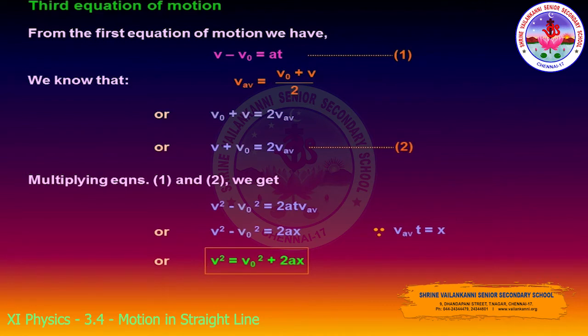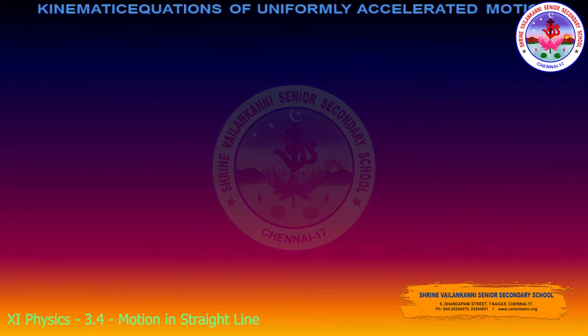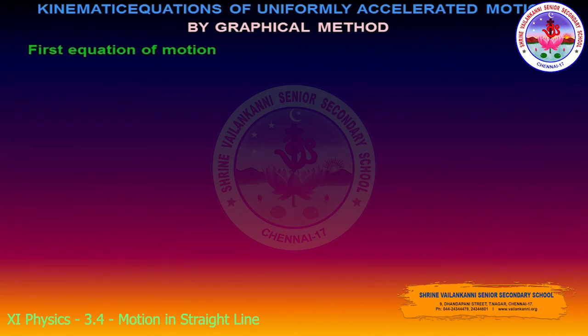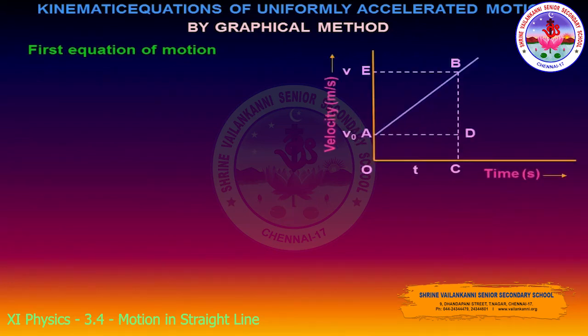Next, we can relate the accelerated motion in a graphical representation, by the graphical method. We know the three equations, and by representing them with the help of a graph we can explain them. You can see on the screen an object moving along a straight line path with initial velocity v naught and uniform acceleration a. Suppose it travels the distance s in the time given.